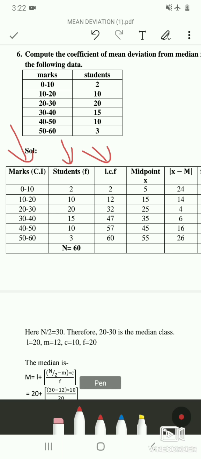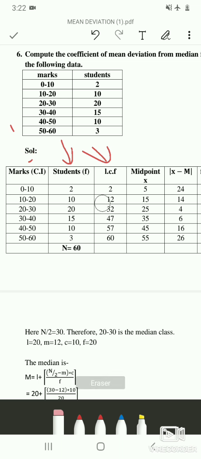To calculate the median class, we know the formula is n by 2, and here n is 60, so n by 2 is 30. So check for the value that is greater or equal to in LCF. So greater or equal to value of 30 is 32. Therefore your corresponding class interval is your median class.